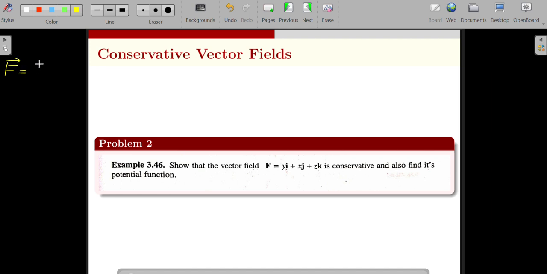Here the vector field F is given to be yi plus xj plus zk. So this is a three-dimensional vector field. So here we have f of x, y, z is equal to y, g of x, y, z is equal to x, and h of x, y, z is equal to z.